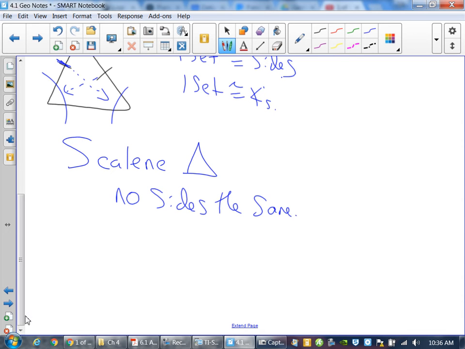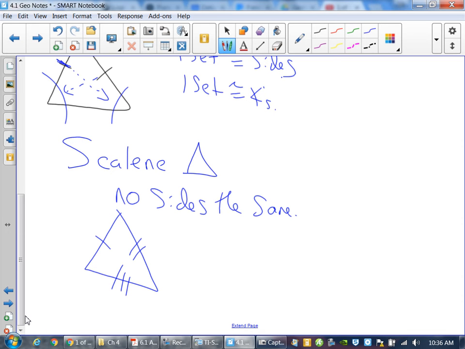All sides are different. No congruent sides. So a scalene triangle is just going to be 3 different side lengths. Okay. 3 different side lengths, that's all. You can have a scalene right triangle. That's possible.